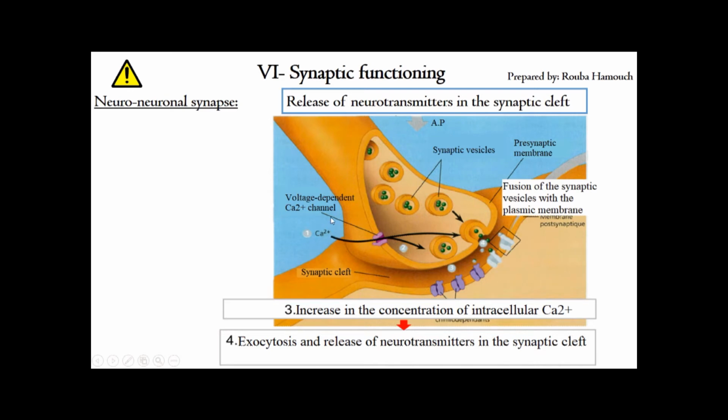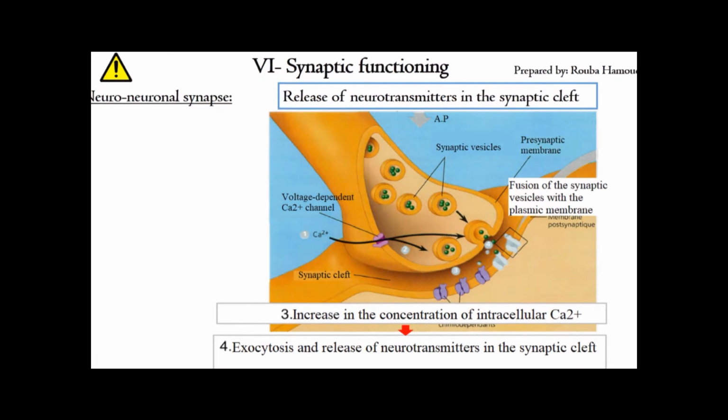So the importance of Ca2+ ions is that they stimulate the exocytosis of synaptic vesicles and the release of neurotransmitters in the synaptic cleft. So this is the second step: release of neurotransmitters in the synaptic cleft by exocytosis.